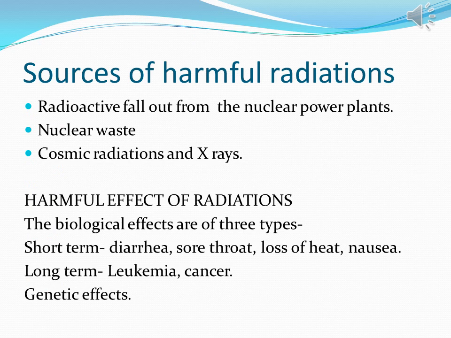Sources of harmful radiations. The main sources of harmful radiations can be categorized in three ways. Let us discuss it one by one. The very first category is radioactive fallout from the nuclear power plants. The nuclear power plants are now a major source of electricity in the world. If somehow there is an accident in the reactor of a power plant, a large amount of radioactive material and radiations will escape out into the atmosphere.